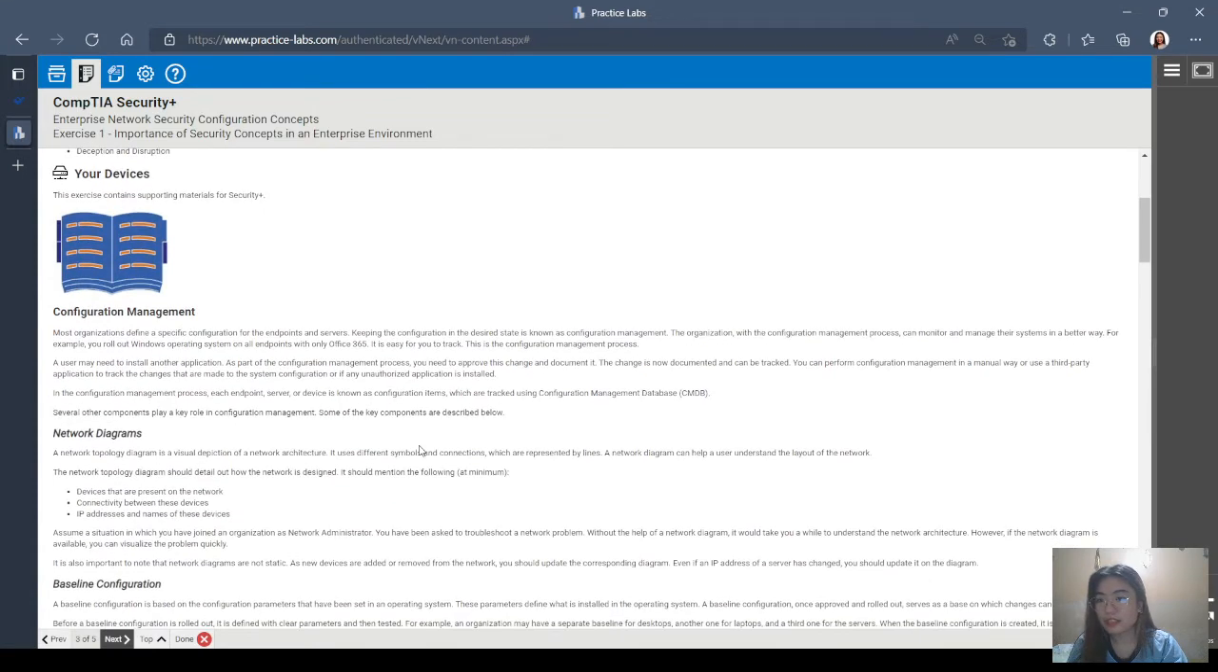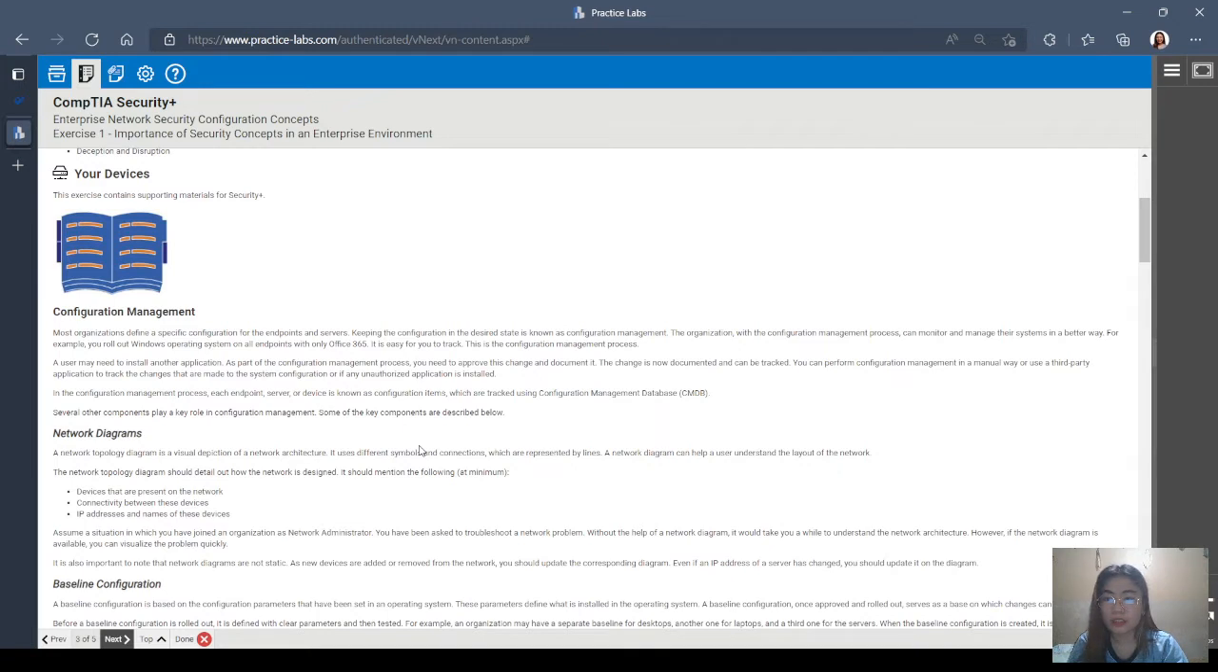This exercise contains supporting materials for security configuration management, where an organization defines a specific configuration for the endpoint and server. Keeping the configuration in the desired state is known as configuration management. An organization with a configuration management process can monitor and manage their systems in a better way. For example, you roll out the Windows operating system on all endpoints with only Office 365. It is easy for you to track. This is the configuration management process.